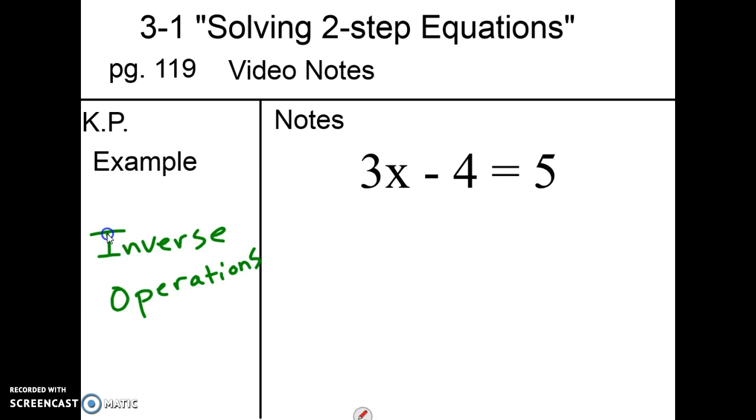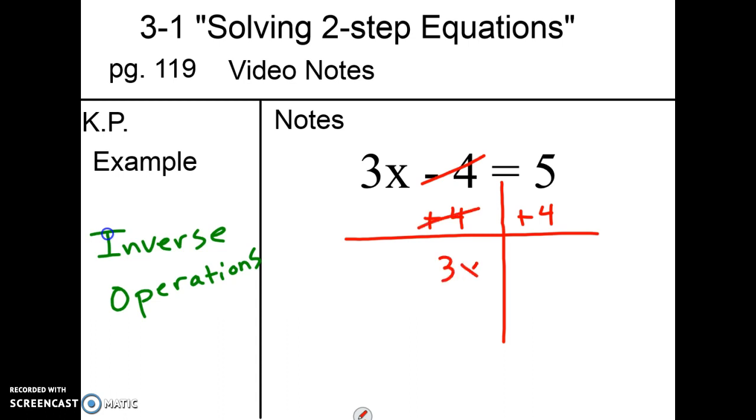Basically, opposite of addition is subtraction, and opposite of multiplication is division, so you're going to be using those throughout these two-step equations. So a lot of this is review, but usually what we teach is we draw a line underneath the equal sign, and whatever we do on one side of the equal sign we do on the other. So the opposite of subtracting 4 would be adding 4. So we add that on both sides. I like to draw a line to kind of break things up, and the negative 4 and positive 4 would cancel, and we're left with 3x equals, and 5 plus 4 would be 9.